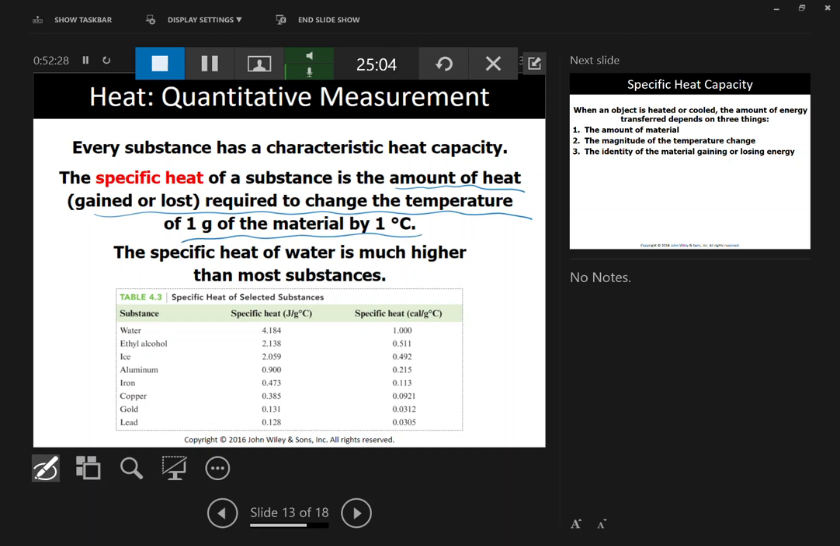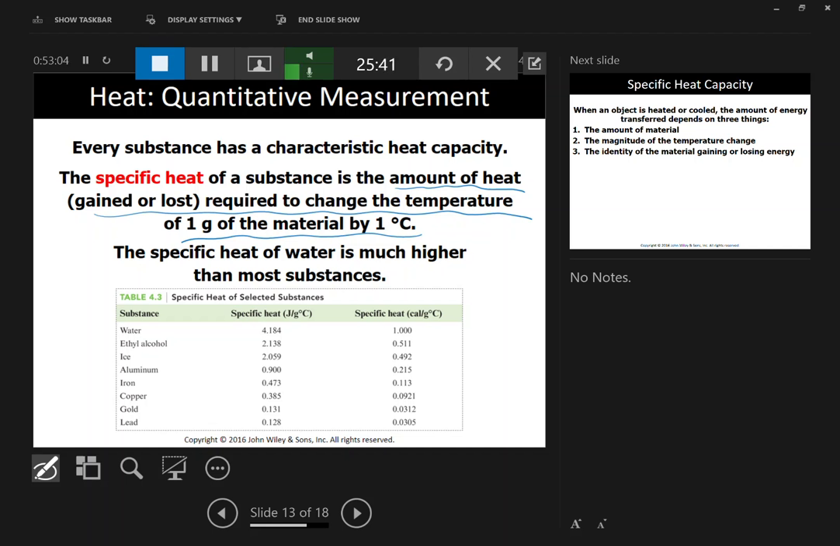So this basically tells you how much you should heat a substance in order to change the temperature of that substance. For example, if you look at this table, water, the specific heat of water is 4.184 joules per gram Celsius. Meaning that, in order to change the temperature of 1 gram of water, you need to apply 4.184 joules of energy. And when you do that, the temperature of water is going to change 1 degree Celsius.